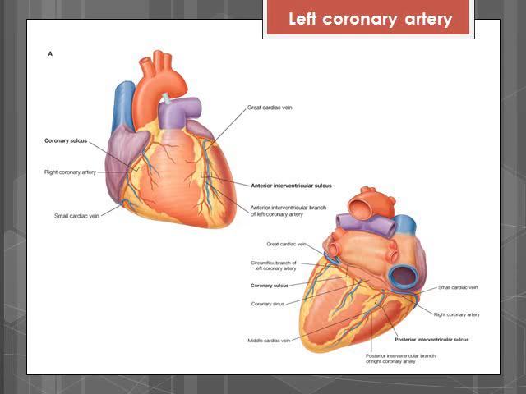Collectively, the left coronary artery gives atrial branches to the left atrium, ventricular branches for both sides of the left ventricle, including the left margin and the apex of the heart.